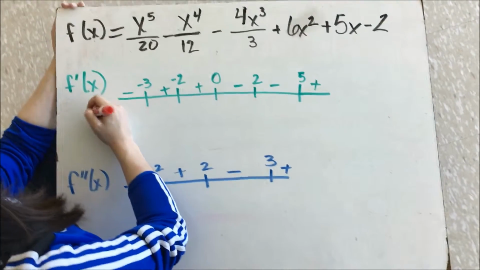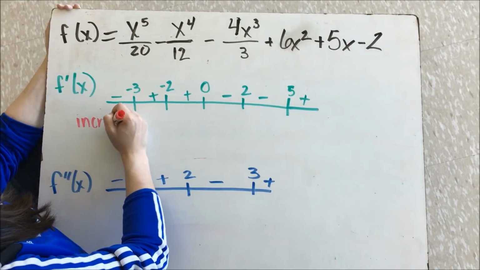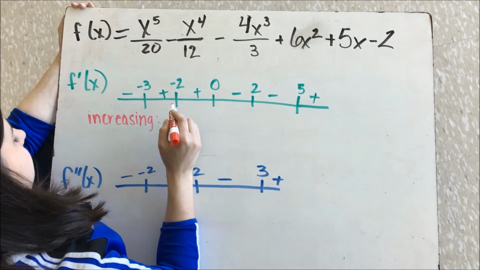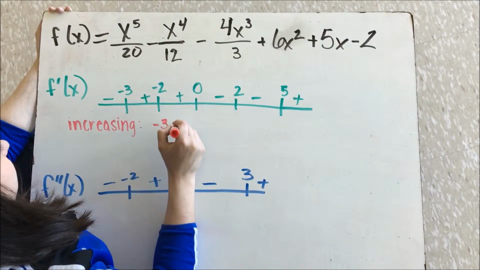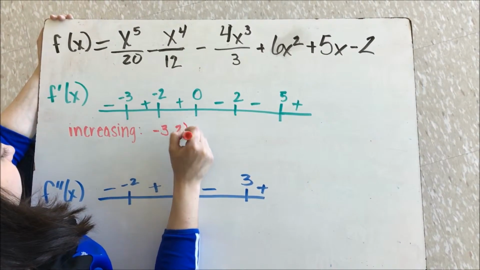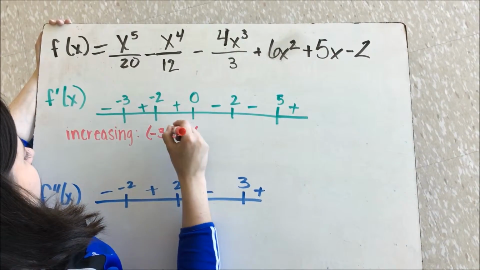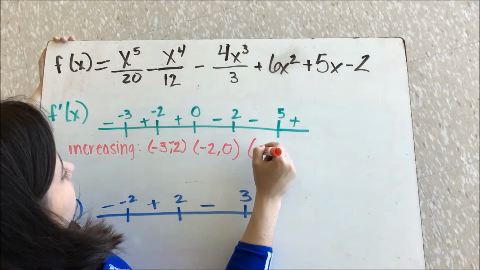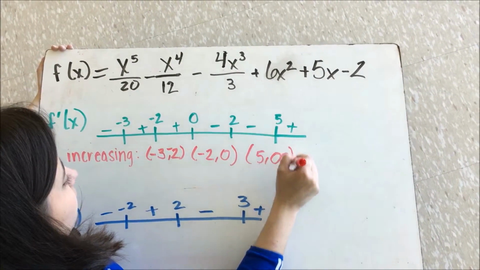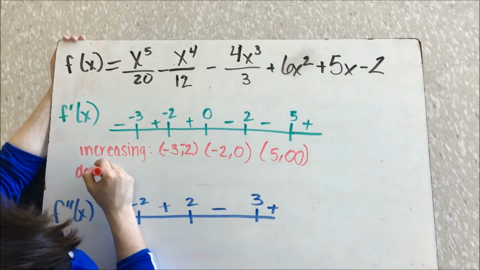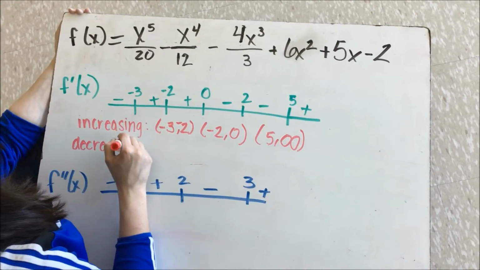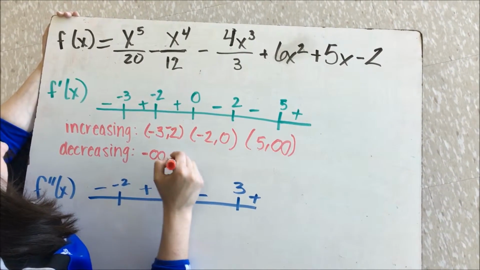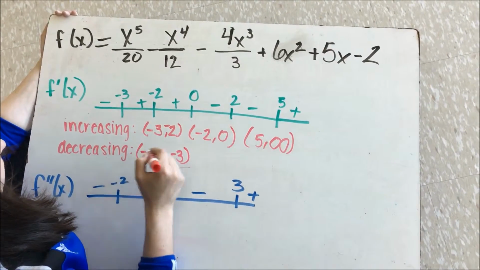Using the sign chart from the first derivative, we can see where the graph is increasing and decreasing. As shown on the chart, the graph is increasing on the intervals -3 to -2, -2 to 0, and 5 to infinity. We know this because the sign chart is positive at these intervals. Similarly, we can find the decreasing intervals where the intervals on the sign chart are negative. In this case, it would be -infinity to -3, 0 to 2, and 2 to 5.